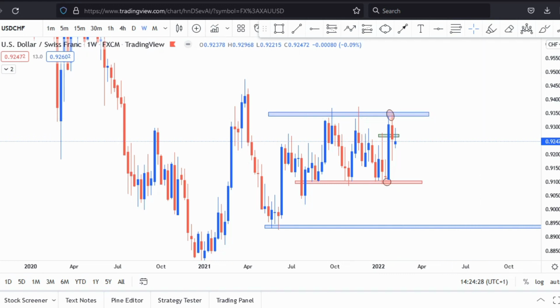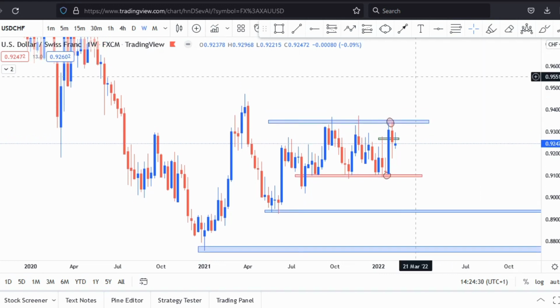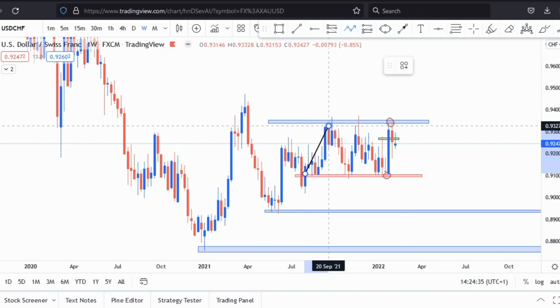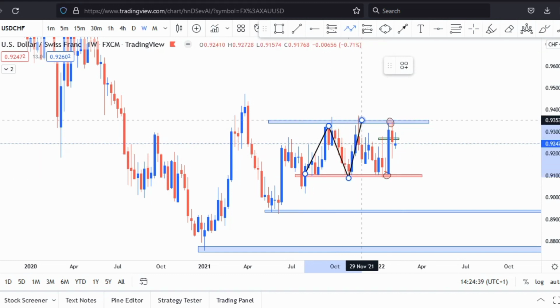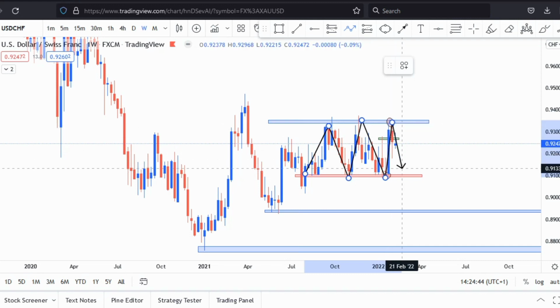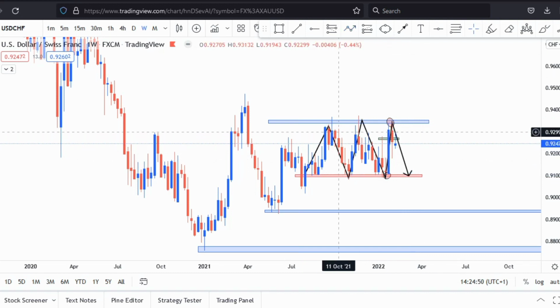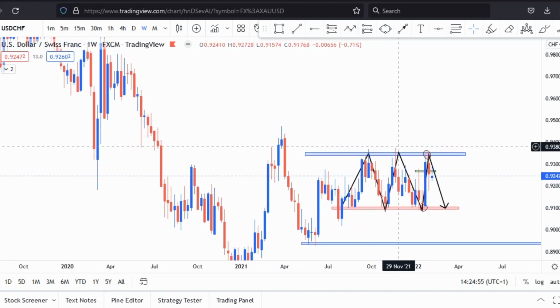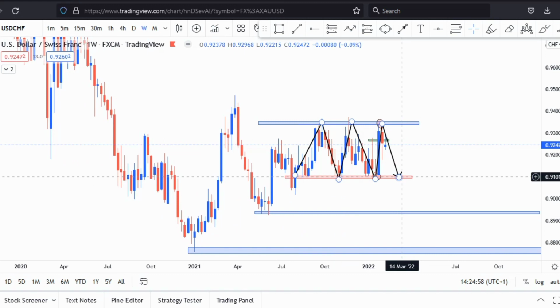As you can see from the weekly time frame, price has entered into this range and has been ranging between this resistance level and support level, back to resistance and then support, back to resistance, and now what we're expecting is for price to continue down all the way to the support level here. So for USD Swiss franc, this is what I'm expecting, for this range to continue down to this level, at least the 0.91 level.